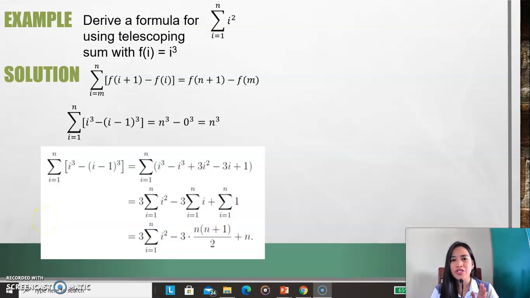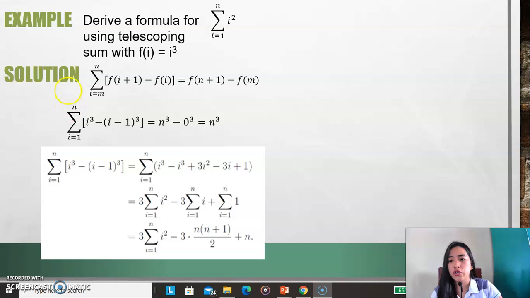So for the continuation of our previous lesson, we are going to derive the formula for the summation of i squared from i equals 1 to n using the telescoping sum with f of i equal to i cubed. Muna ni siya, no? Nakabutang na din ang ato ang telescoping sum. So, it will look like this.